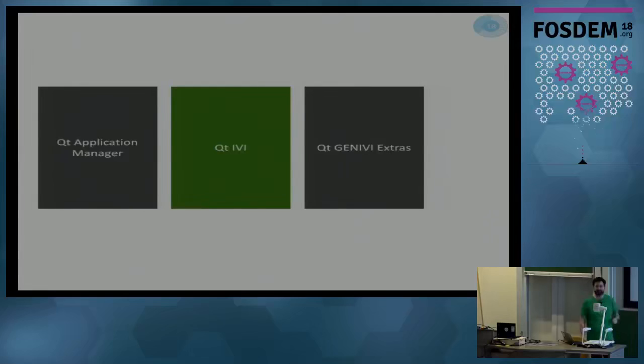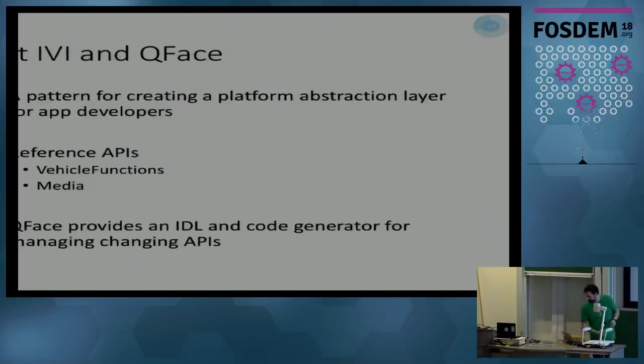Qt IVI, moving along to the next module. I'm so short on time. So it's more or less a pattern for how to create an API for your applications. I mean, the problem in Automotive is that all car vendors have different features. So you can't get them to agree on a single API. And even if you got them to agree on a central API, they would all sort of differentiate by adding their own functions. So they would still have different APIs.